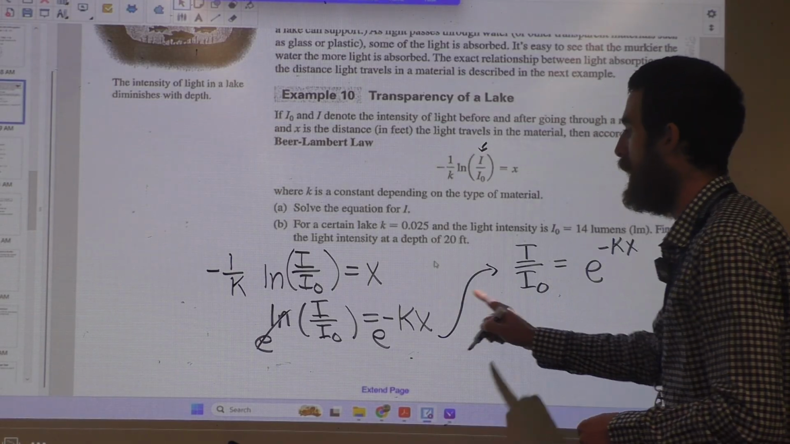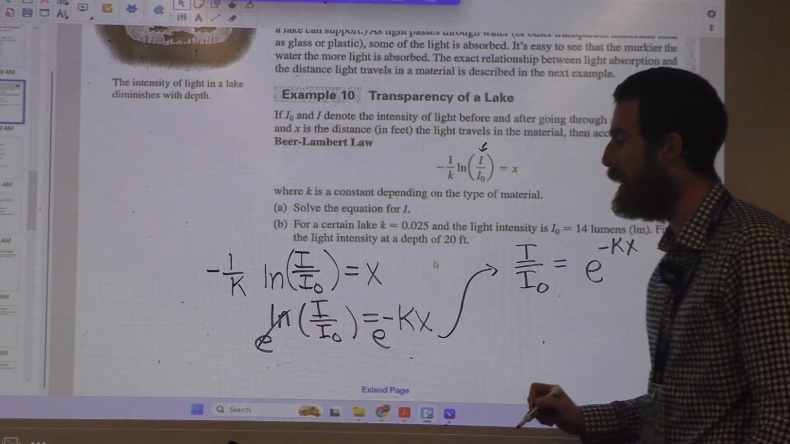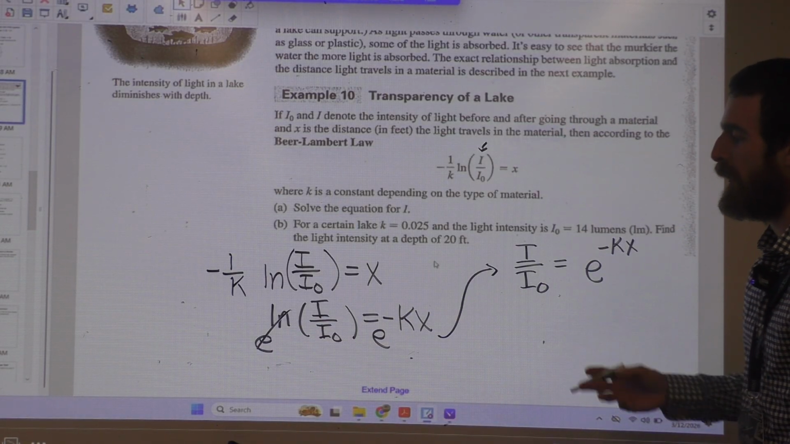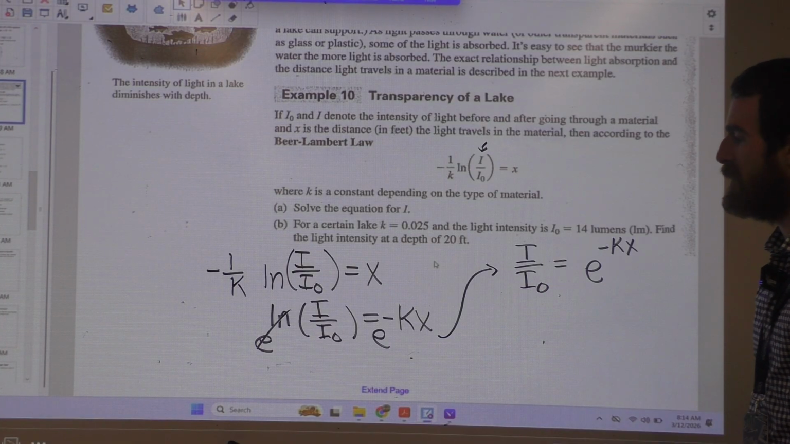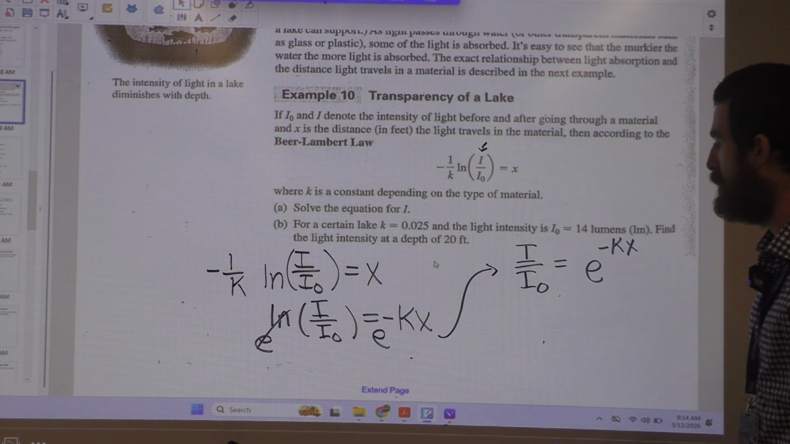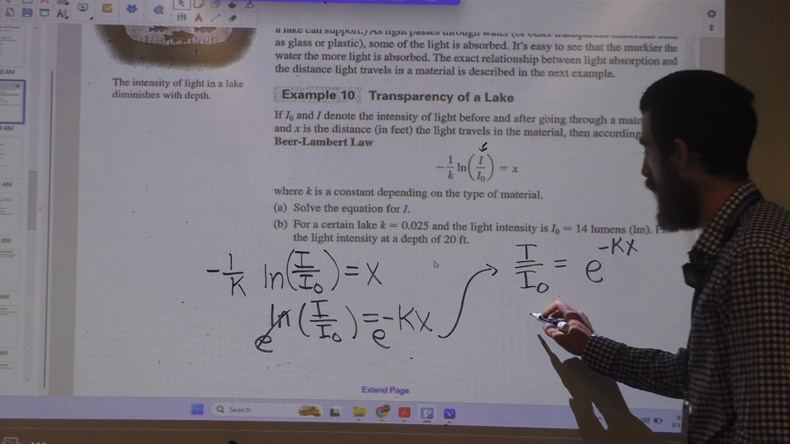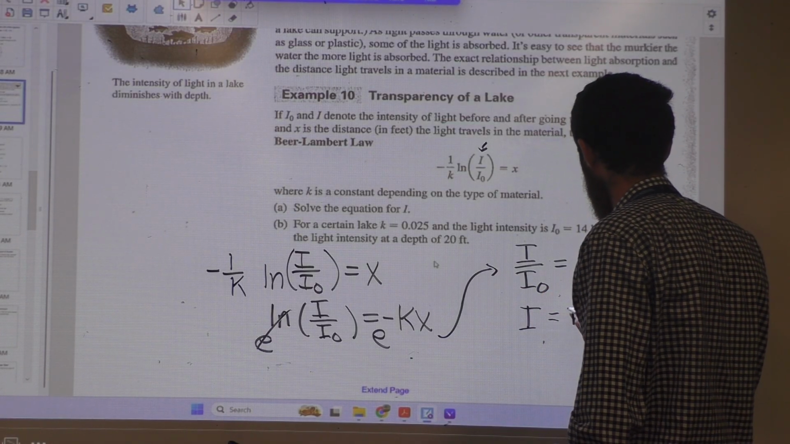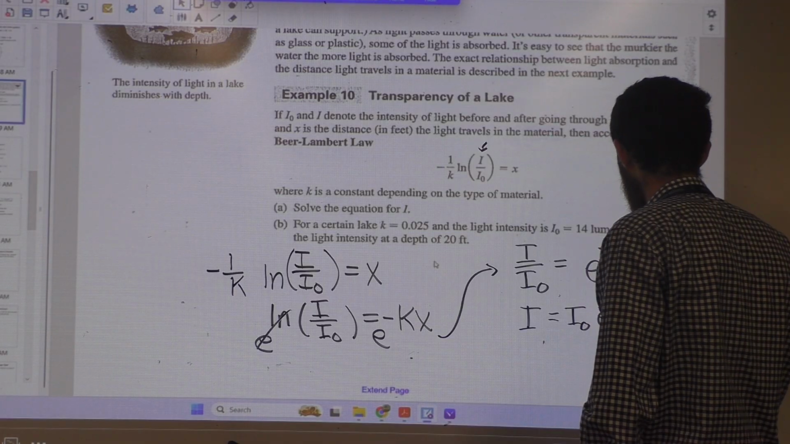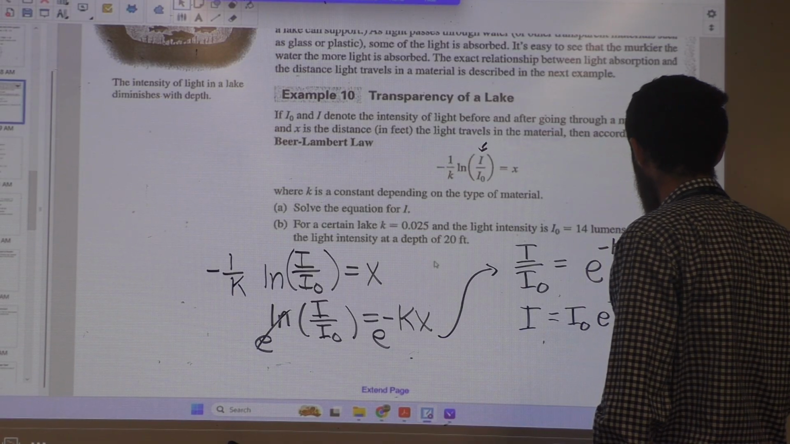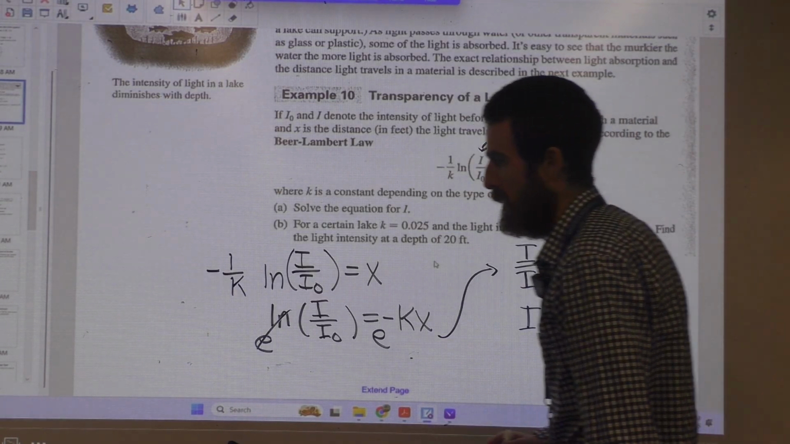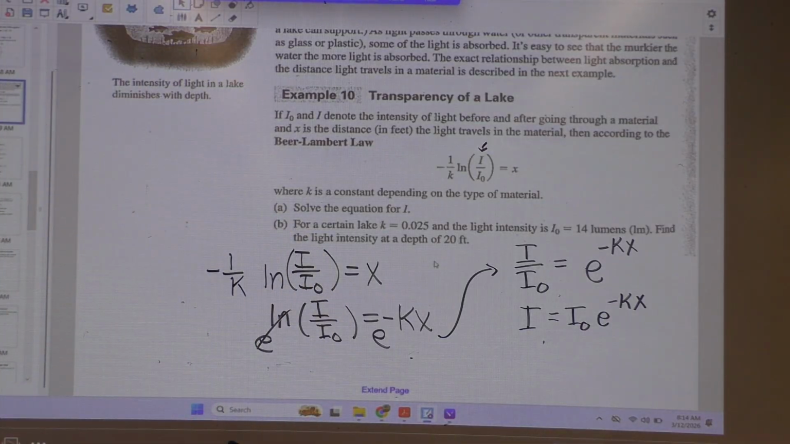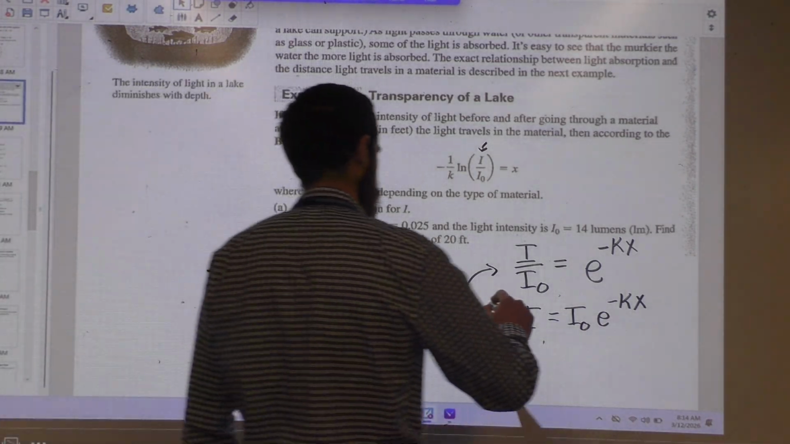So on the left side, there's no more logarithm and there is no e. I've done that to cancel it out, just like I would square a square root, and I would write what was inside. And that's equal to e to the negative kx. So we're almost done. We need to solve for I. I would do that by multiplying by I0. Sometimes we call that I naught. It means the initial intensity of light. And there you go. I have I isolated, so that's part A.